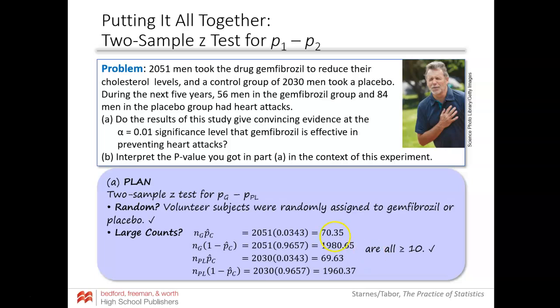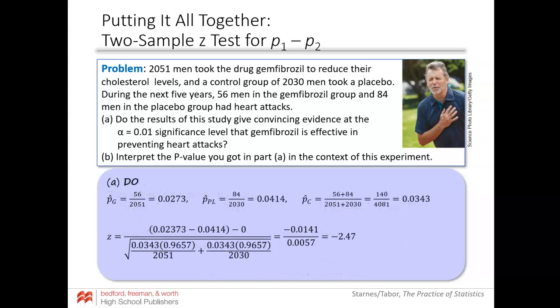Oh, I forgot to test them. So, large counts. So the N is the 2051. So all of the, what's it called again? Gemfibrozil group. So that's N sub G times this pooled proportion. And then same thing for the complement to that, and same thing for the placebo group and the complement to that as well. And all of them are surely greater than 10. Okay, now we're going to do.